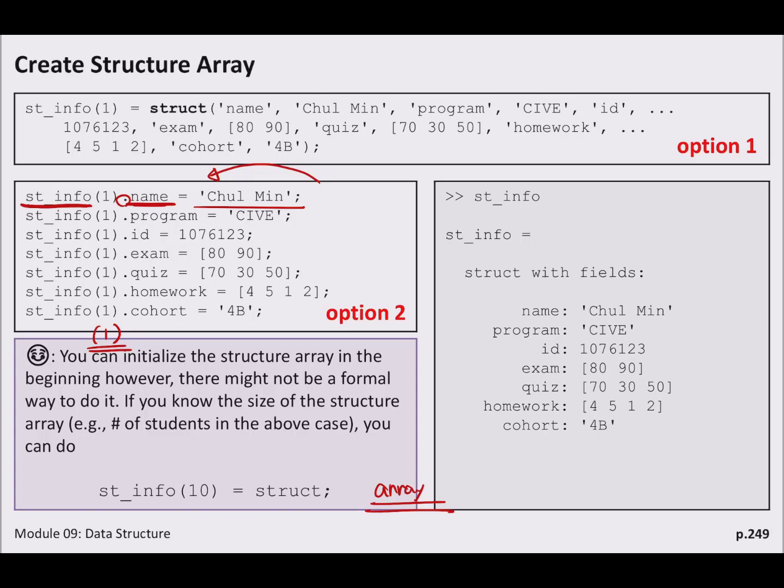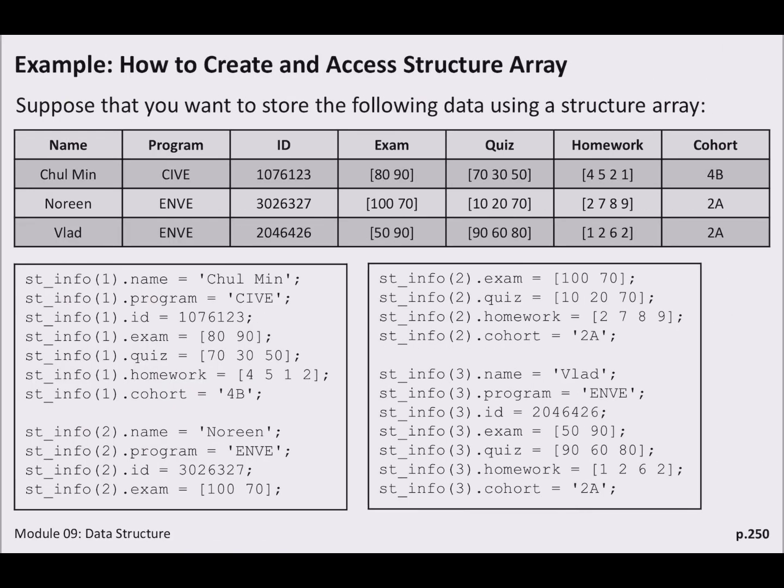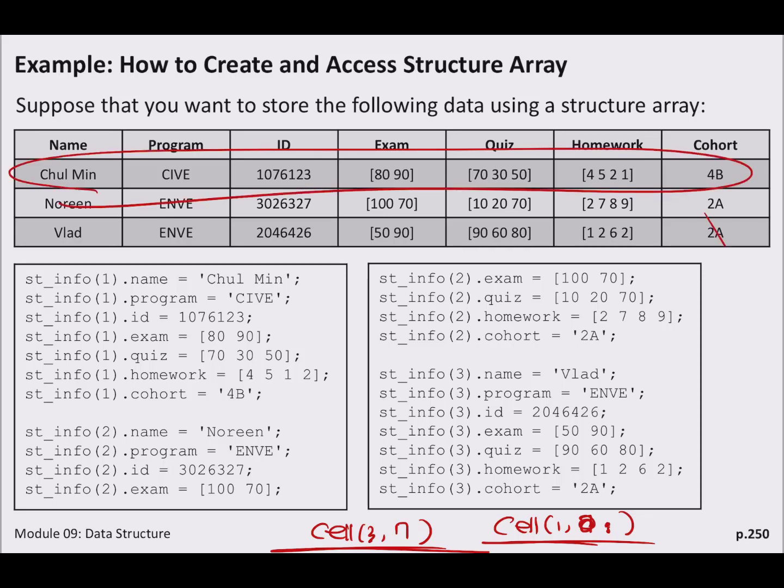Okay, so let's see this one. In the previous case we defined the cell 3 by 7, right? The first row of this cell array indicates the Chalmers data, right? This is the same thing. In this array of structures, the first value contains all the information about Chalmers. The second one is the Norris information.